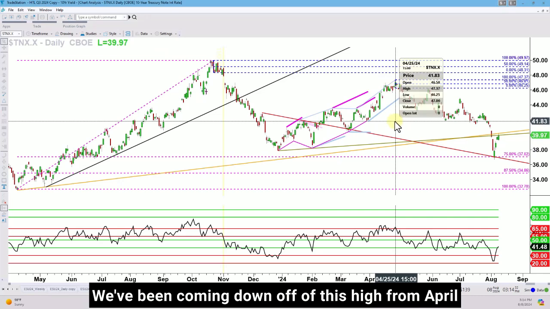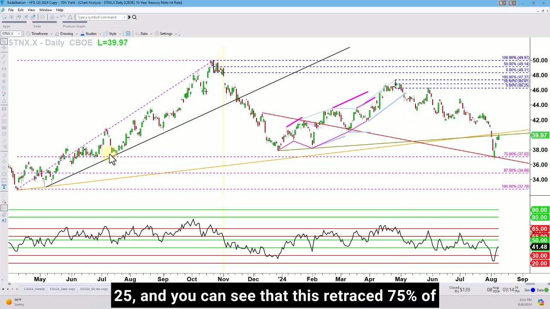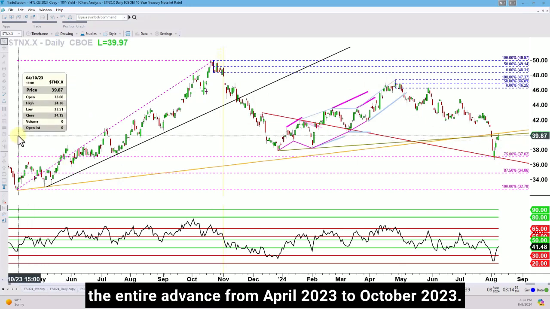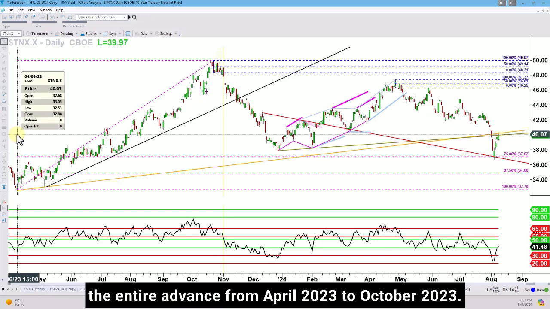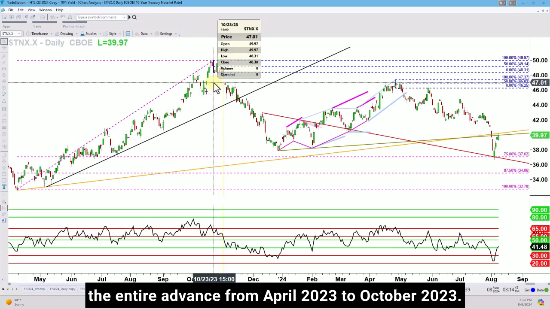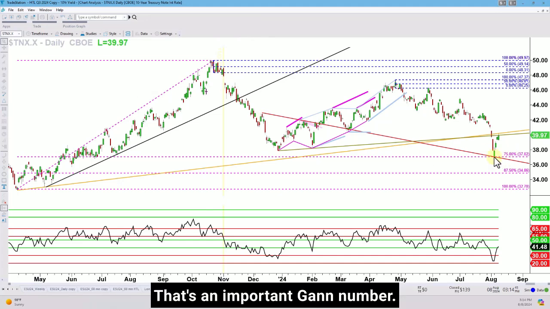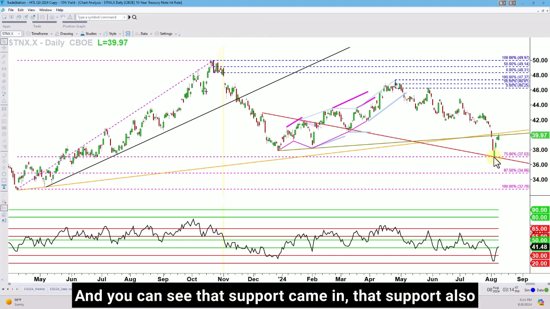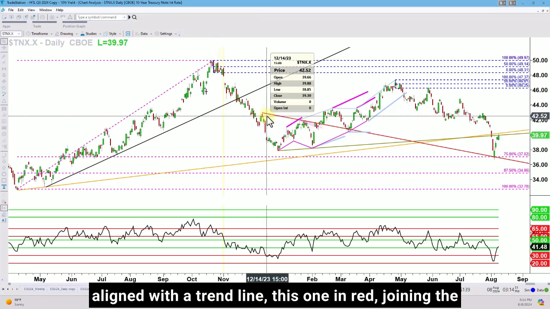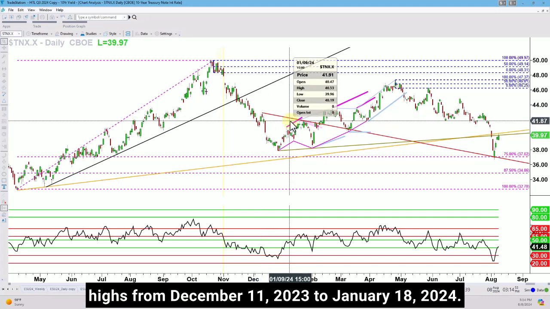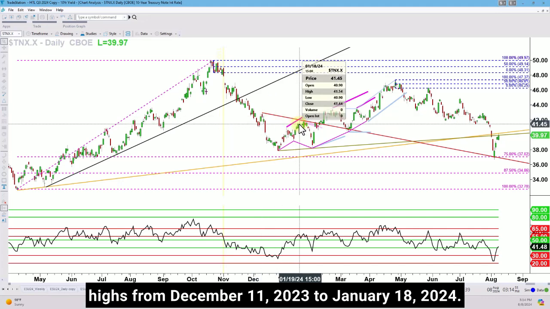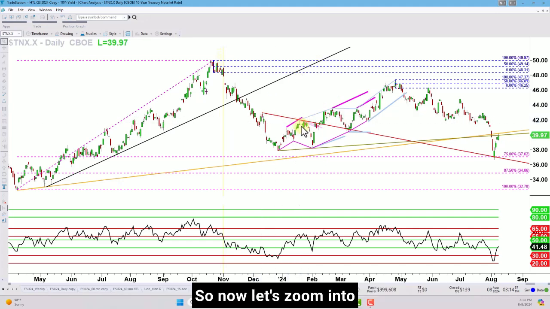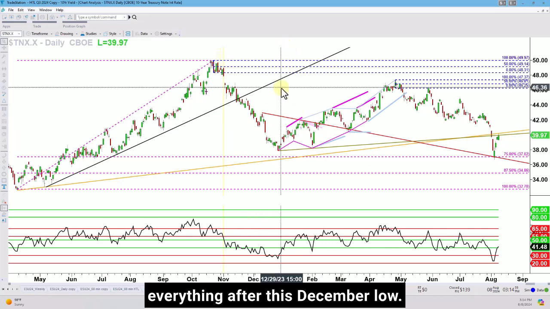We've been coming down off of this high from April 25th, and you can see that this retraced 75% of the entire advance from April 2023 to October 2023. That's an important Gann number, and you can see that support came in. That support also aligned with a trend line, this one in red, joining the highs from December 11, 2023 to January 18, 2024. So now let's zoom into everything after this December low.